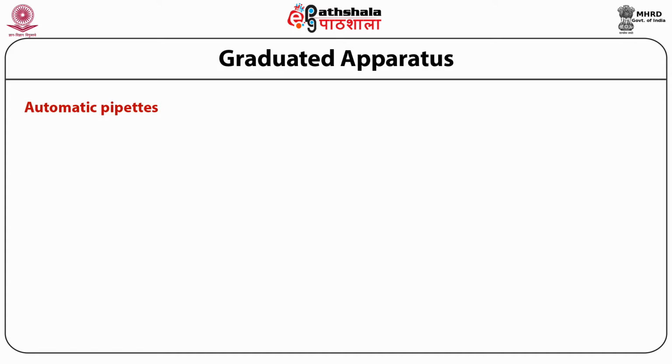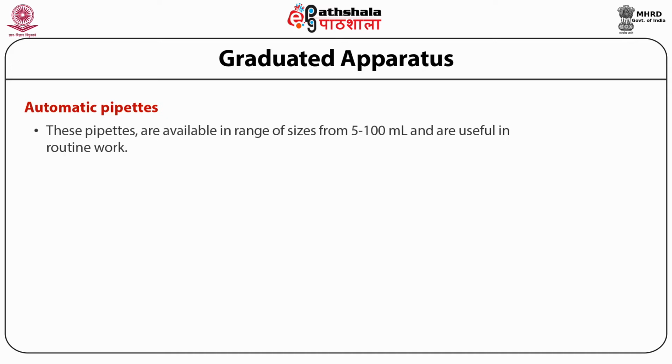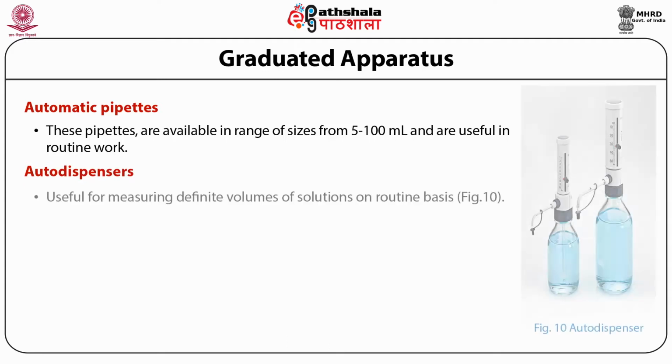The pipette now contains a definite volume of solution which is delivered to the receiver by appropriate manipulation of the tap. These pipettes are available in a range of sizes from 5 to 100 ml and are useful in routine work. Another volume measuring device is auto dispensers. Auto dispensers are useful for measuring definite volumes of solutions on a routine basis as shown in figure 10.